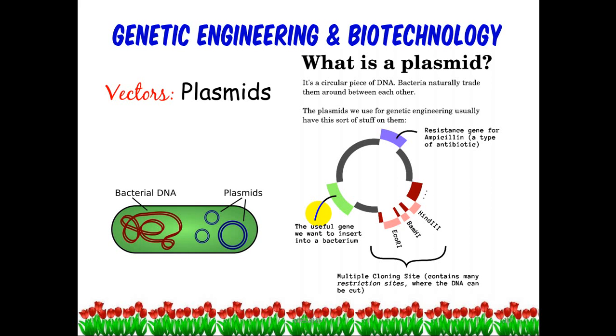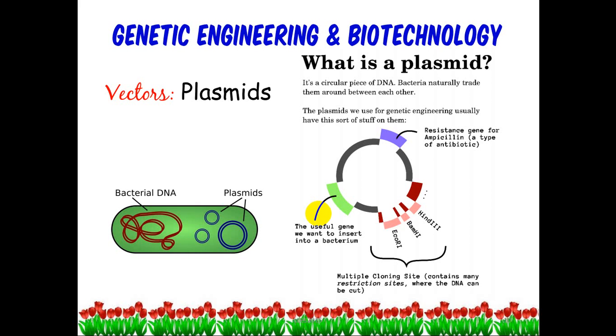Usually, this DNA is a type of defense mechanism for bacteria. You can say that it is a leftover of previous bacteriophage DNAs, and now it has become a circular structure, and we now call it a plasmid. Bacteria share these plasmids with each other, as mentioned in the slide, that bacteria naturally trade them around between each other. So the plasmid is shared between two different bacteria.